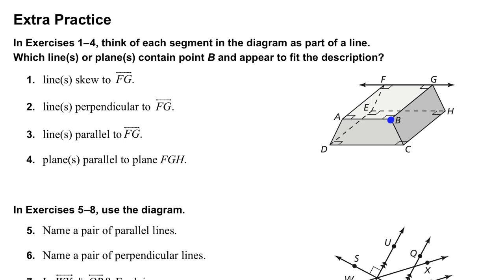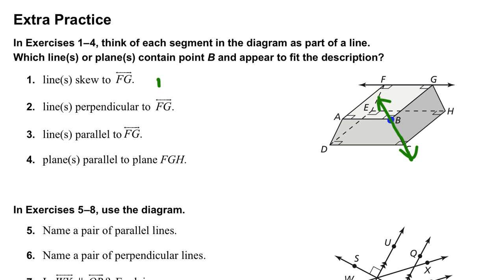So FG is this line right here on the top. And so I want a line that is not parallel, does not intersect, and is not on the same plane. Lines that would be parallel to FG would be like EH, AB, DC. But if I want point B and a line that is each of these segments that is drawn here, let's look at BC. I'm going to eventually erase this, but BC would be this line right here. It's in the front side of this.